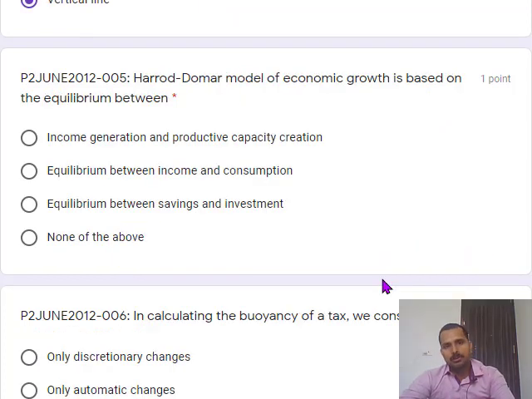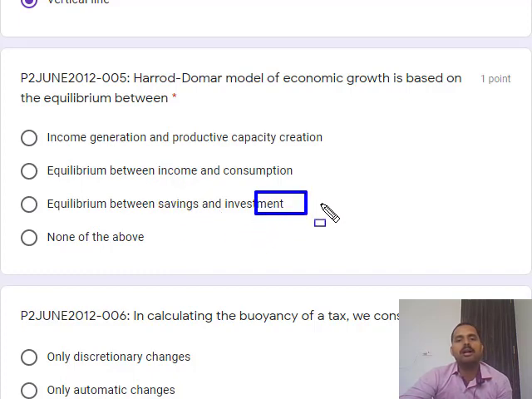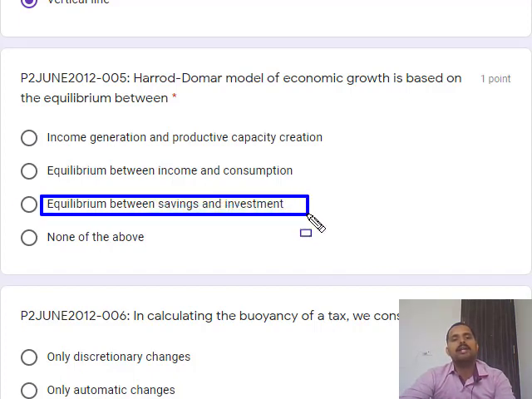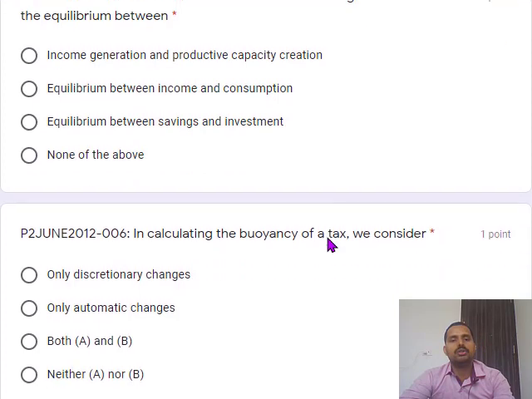Now come to question number 5. Here the question is, the Harrod-Domar model of economic growth is based on the equilibrium between. Simply remember this is the equilibrium between saving and investment. The whole theory starts with the equilibrium between saving and investment. So here I will not go into detail. The detailed lecture will be available in the classroom. Now let us come to the next question.